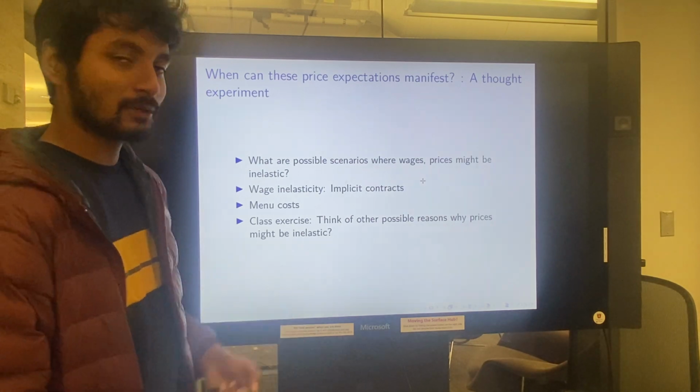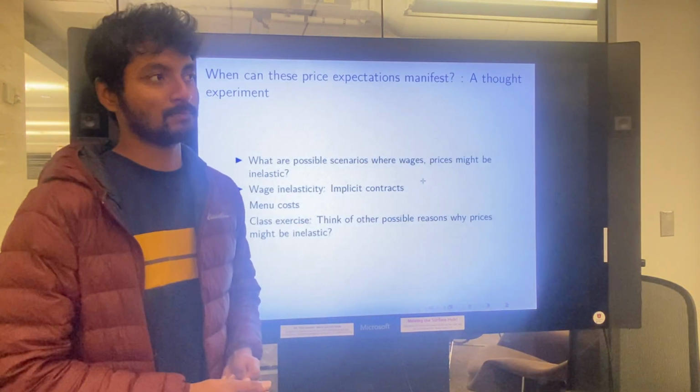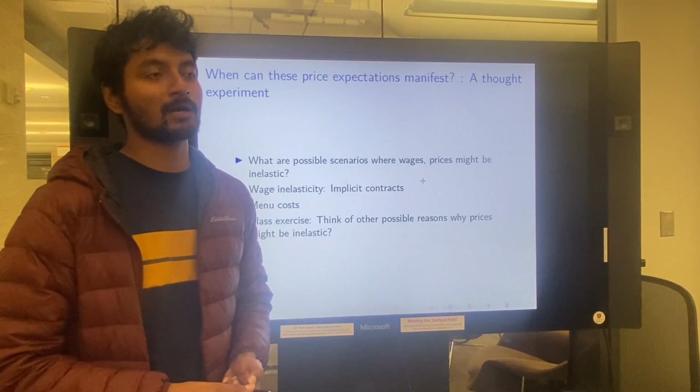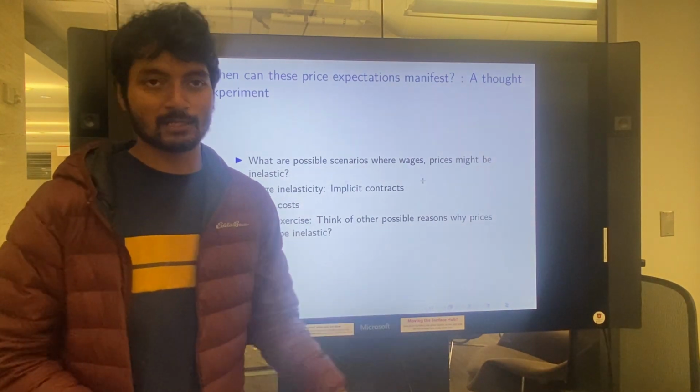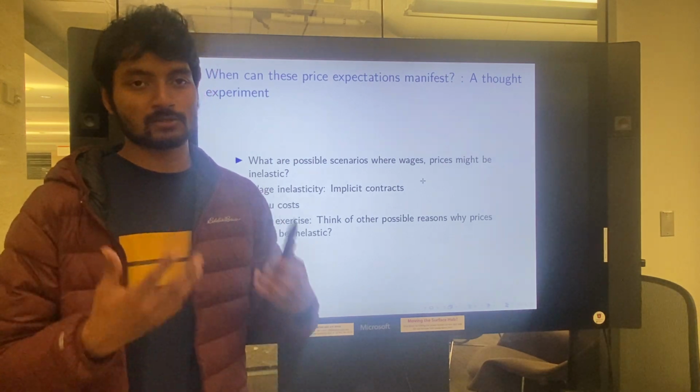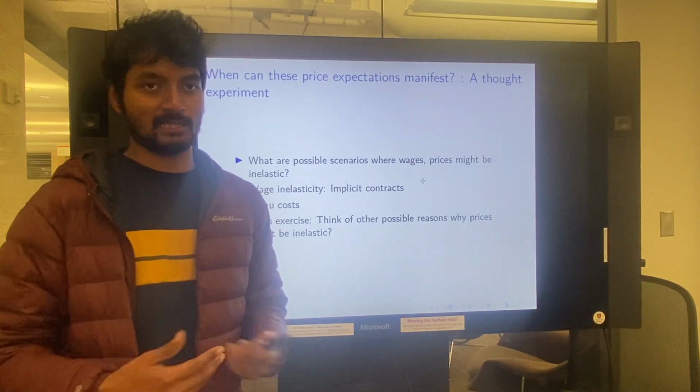And finally, if you can think of other reasons, for example, I'll give you a hint. Maybe think about how investors will react to their investments into a business if that business has to keep changing prices every now and then of its products.